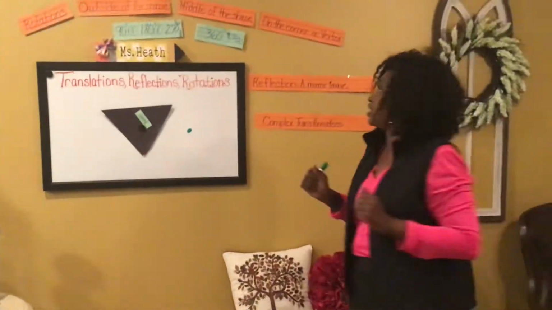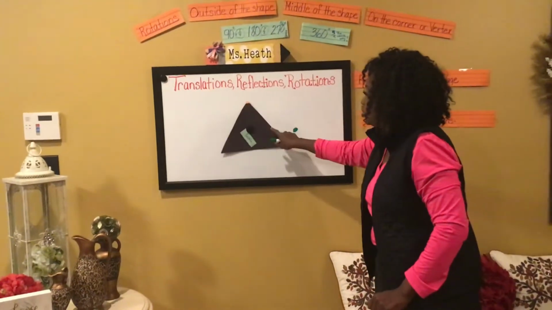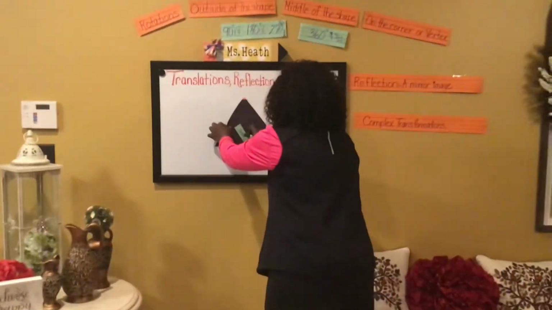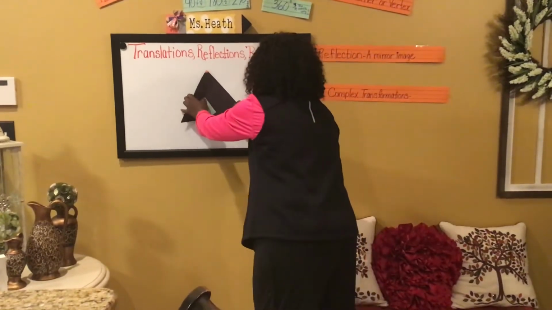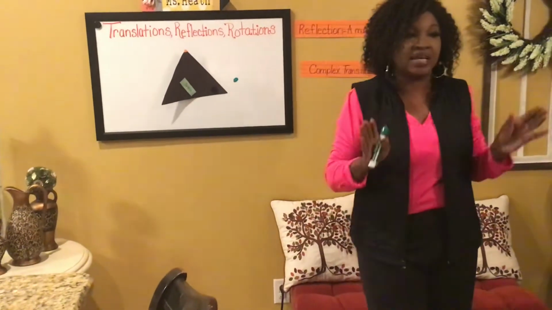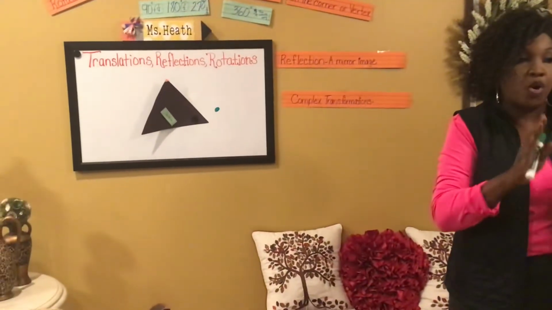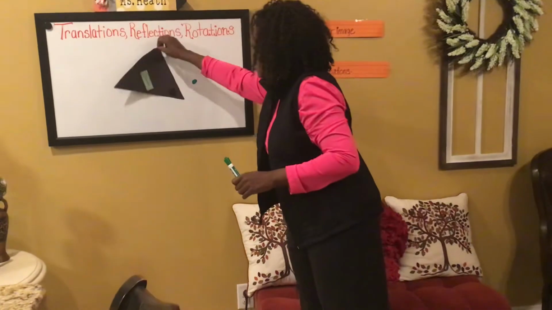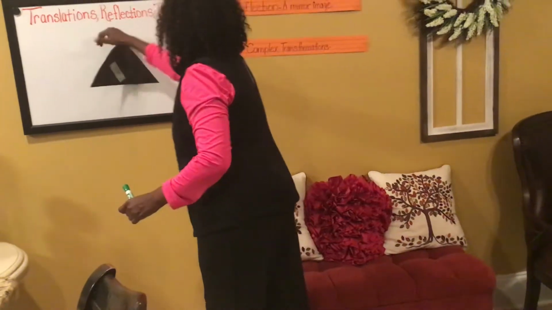Now, a rotation can also occur on the corner or the vertex. These are the vertexes of this particular shape. This is the corner. These are the vertexes. So if I take my magnet and put it right here on this corner, what do you think is going to happen? We can still rotate that magnet and rotate that triangle. My point is on one of the vertices, so it turns. It's going to look like this, but it's in the corner, and it will still rotate.